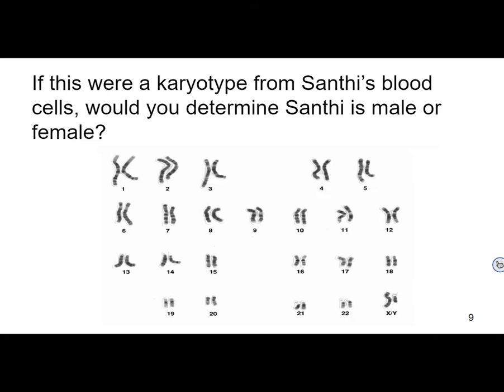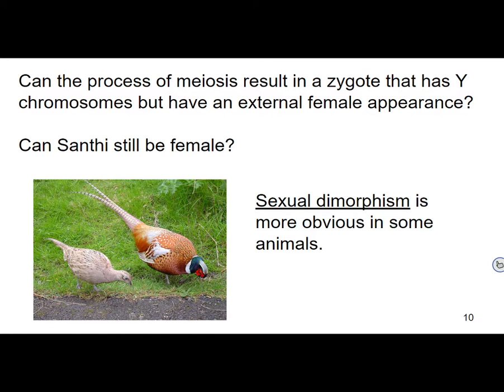All right, so if this were a karyotype from Xanthi's blood cells, would you determine Xanthi as a male or a female? Looking at that, it definitely looks like there's an XY there, right? But you have to remember that she had a lot of female traits. She had female genitalia. She just didn't have menstrual cycles, but her testosterone levels were a little bit high for a woman. But then you look at the karyotype, and it's definitely saying XY. So according to that, is Xanthi a male or female?